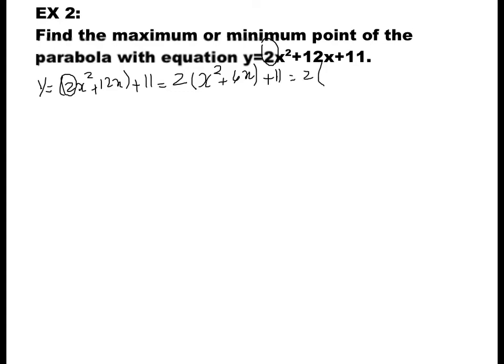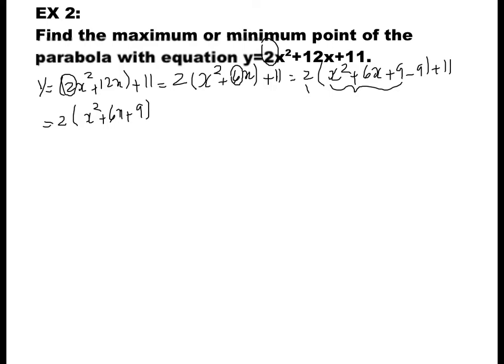Now I'm going to add and subtract. 6 divided by 2 is 3, squared, and subtract 3 squared. So I get x squared plus 6x, 3 squared is 9, subtract 9, plus 11. Now I take these three terms together, so I get 2 times (x squared plus 6x plus 9), and then I distribute 2 to the subtracted 9 outside the bracket, I get negative 18, so I get negative 18 plus 11.